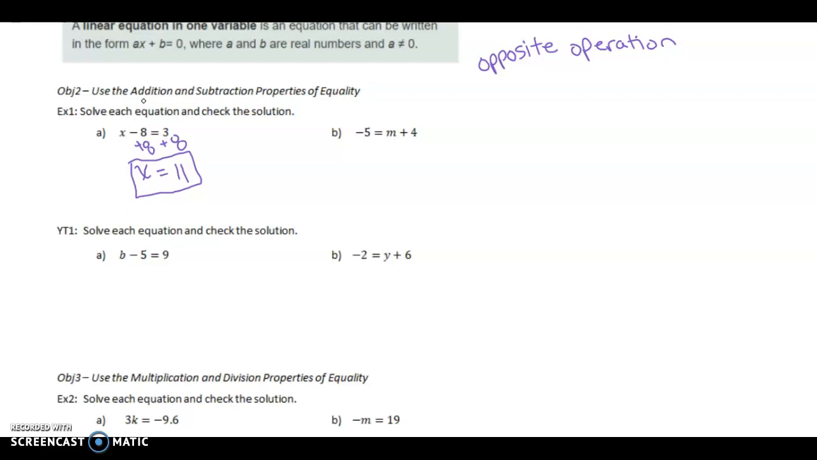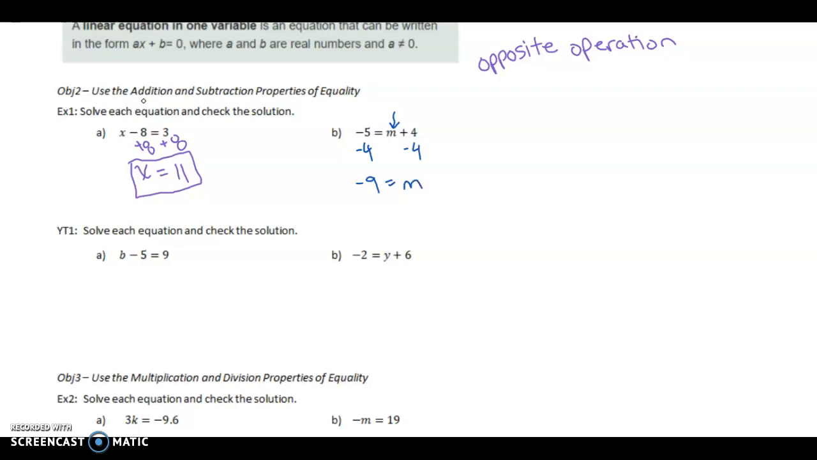On part B, you'll notice the negative 5 is on the left of the equal sign, and then m plus 4. Our goal here is to solve for m, so we need to get anything away from m that's on the same side as m. Right now it has a plus 4. So the opposite operation would be to subtract 4. And we're going to do that on both sides. So negative 5 minus 4 is negative 9. Positive 4 minus 4 is 0, which is why we did that. And then the only thing left over there is m.